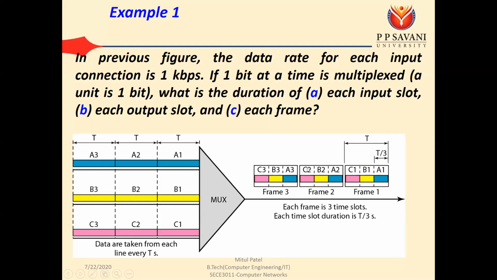And the duration of each frame is the same as the duration of the input time slot. We can see here that the input time slot duration is t, so the frame duration will also be t. Or looking at it another way, t by 3 plus t by 3 plus t by 3 is also t. So the frame duration is 1 millisecond.